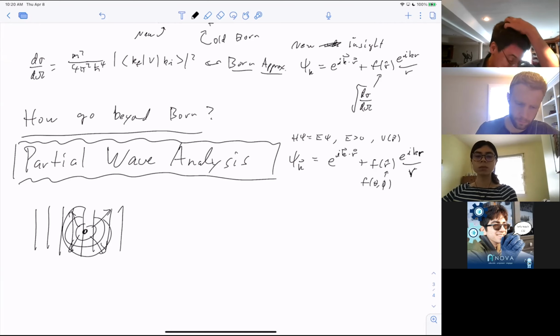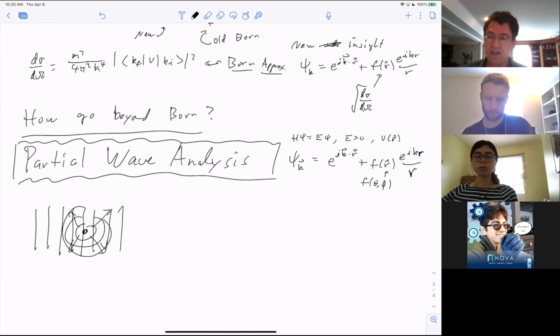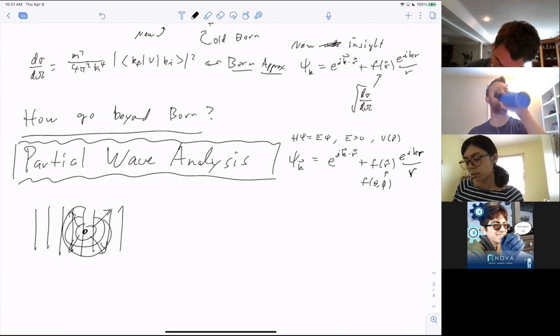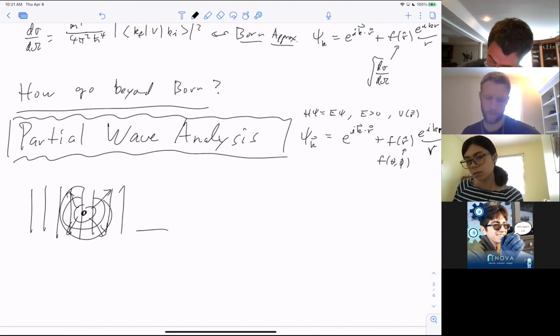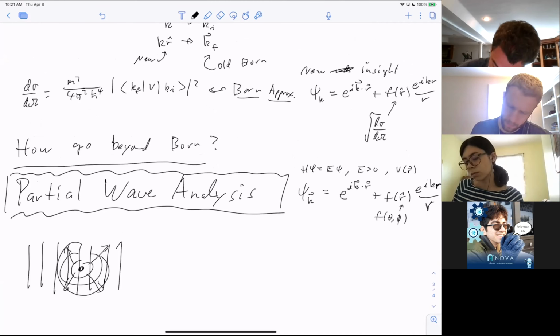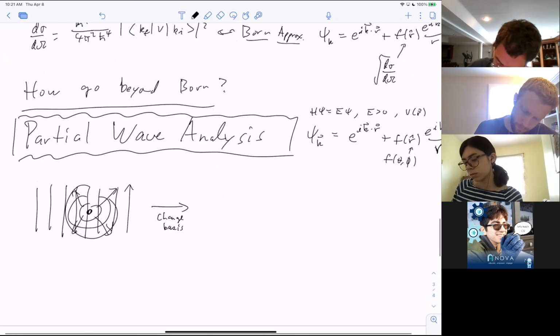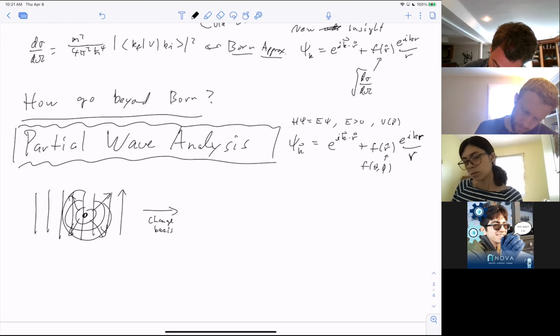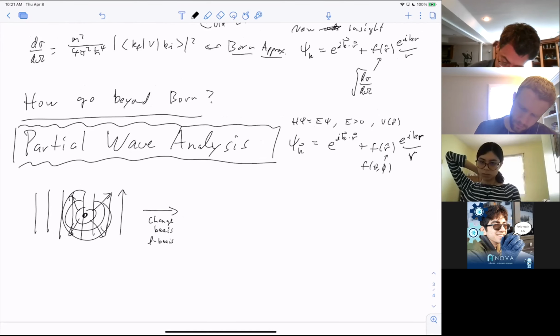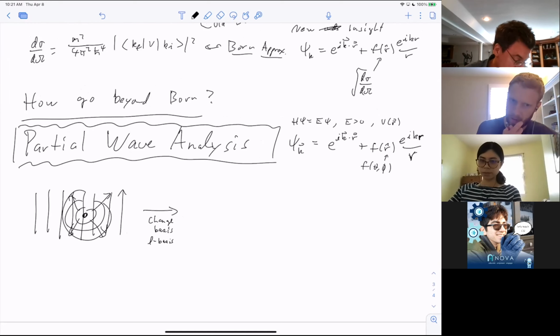Okay, but what we're going to do in the partial wave analysis, this is the trick. It's a math trick. It's a change of basis. So we're going to do a change of basis. And what we do is we want to change our basis into the angular momentum basis, L basis.